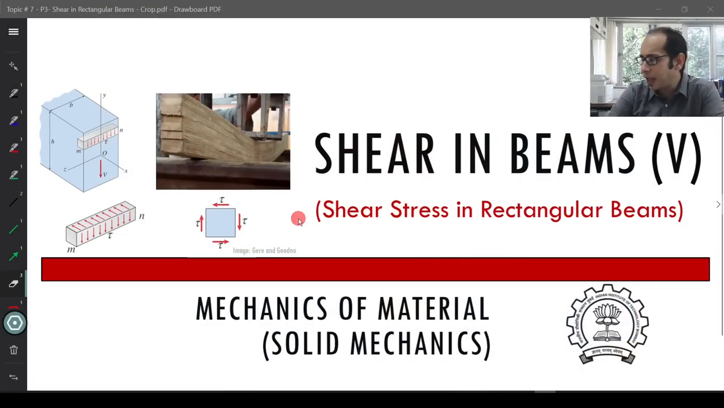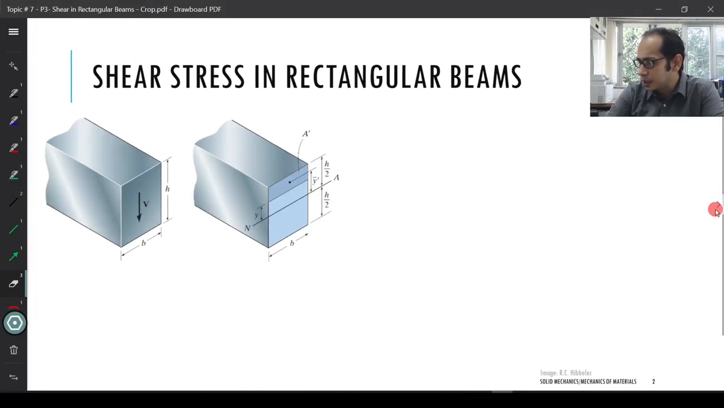So it's important to make this a little bit of a special case and find how the tau varies across the entire height of this rectangular cross section. So let's go ahead and derive the expression and have some interesting discussions on this particular topic. What we have over here is a rectangular beam which has a height, or depth, h and the width is b, and is subjected to a shear force V.